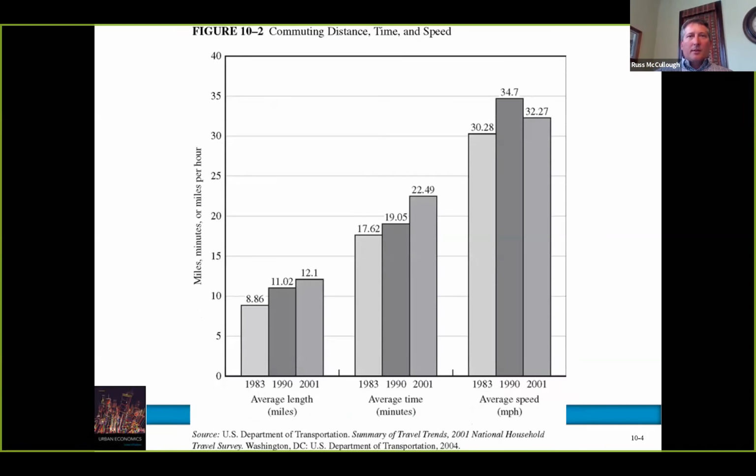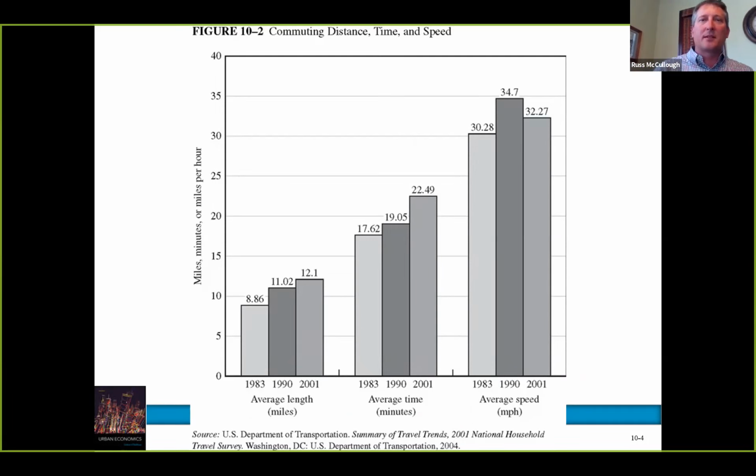So there's another summary of distance, time, and speed. We go from 1983 to 2001. We've got different times, average length, average time, average speed. So speed has been the only thing that hasn't climbed up as we move into 2001. That would probably be due to consumer safety and some other things.